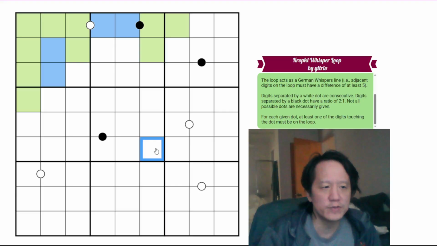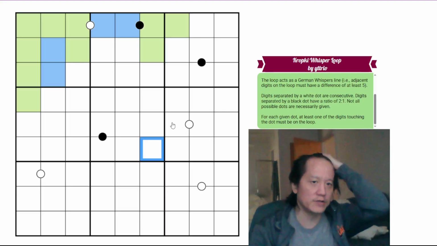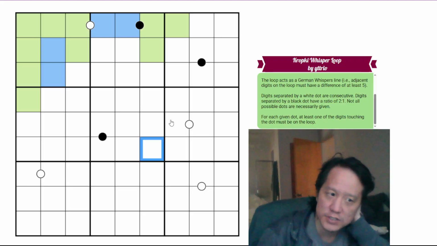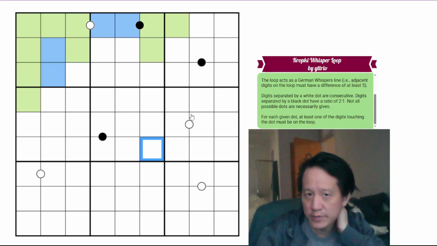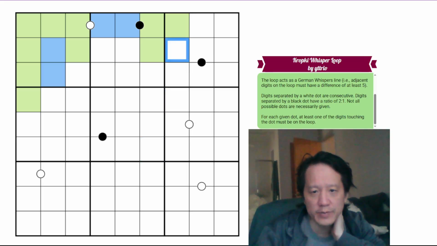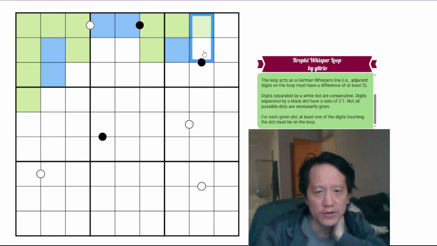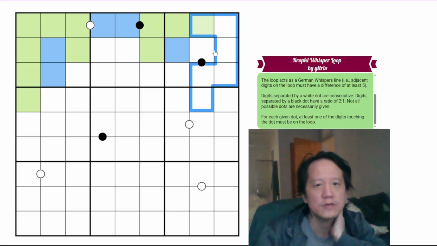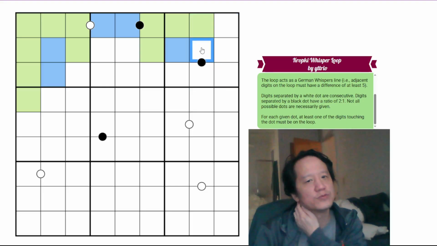On a German whisper line or a whisper 5 line, you'll always alternate between low digits and high digits. Okay, this cannot be on the loop because it would be considered touching itself, so it must go that way. It either goes this way or it enters this way. We don't know. So it could be either of these. We're not sure which.